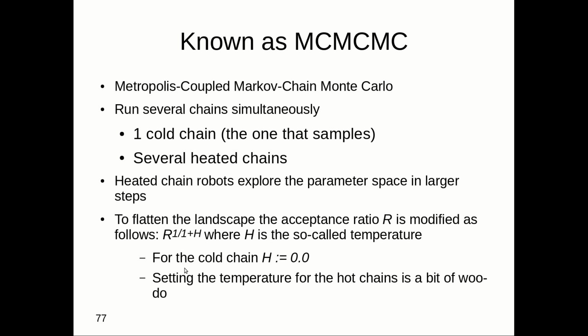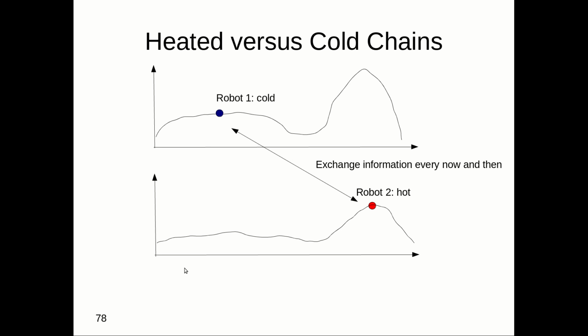But what do we actually do with those heated robots? So every once in a while, the currently cold robot, the blue one, exchanges information with the red robot. It asks the red guy, hey, where are you? And then it evaluates the posterior probability for the correct version of the landscape. And we'll see that robot number 2 is now in a higher area of posterior probability. And what happens is that they just swap states in that case, right?